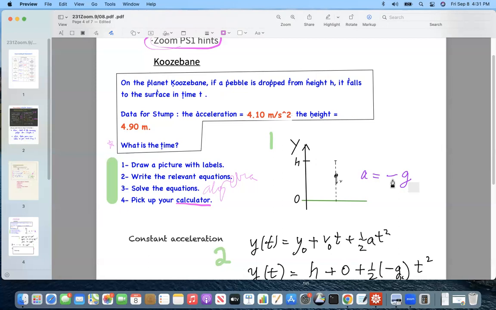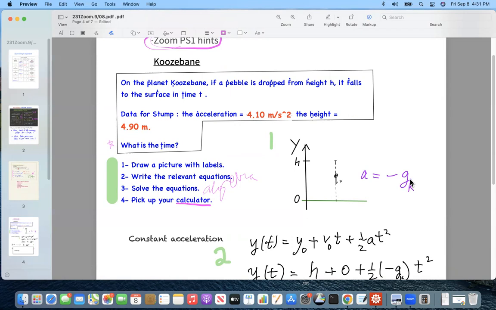But g is not 9.81. That would be on the surface of the Earth. This is on the surface of Coosbane. So we won't call this minus g. G we always mean for 9.81. Let's call this g sub k for g on Coosbane.